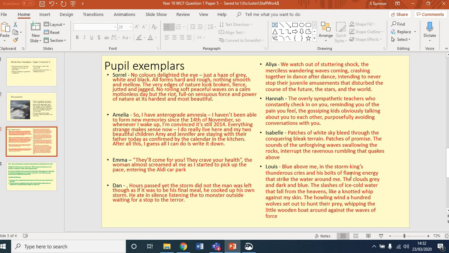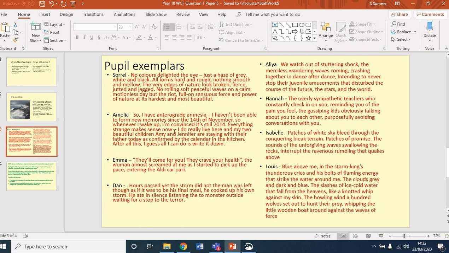So the metaphor, simile rather, in this case is sustained really nicely. Looking across here to Amelia's. So, anterograde amnesia. "I haven't been able to form new memories since the 14th of November." In her piece you had this terrific specificity of what was happening.